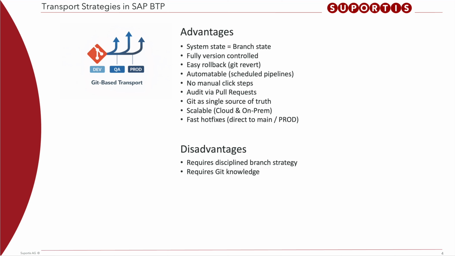The process is fully automatable. There are no manual click steps. Auditing happens through pull requests. Git becomes the single source of truth, not the runtime system. This approach scales very well across cloud and on-premise landscapes.